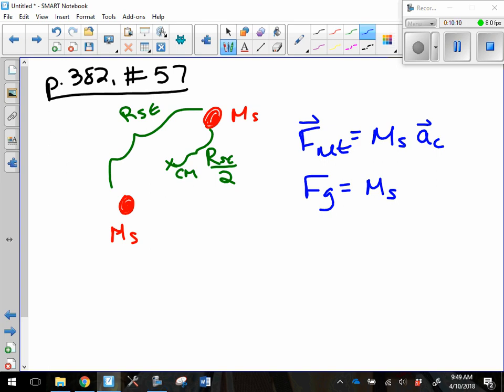Eventually, I want to get to period. What is period related to? Not really acceleration. Let's just go in general. I can relate it to what? Okay, so V is equal. So V is equal to what?